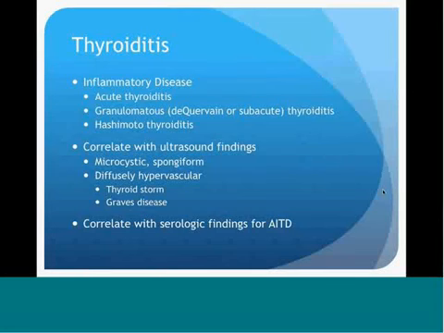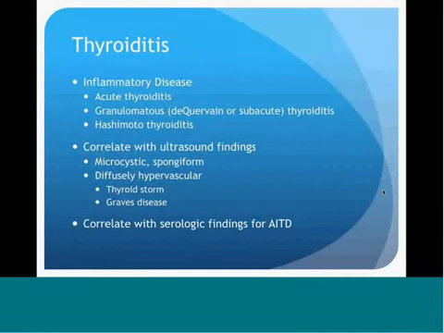Also in the benign category are the thyroiditides, which can be associated with inflammatory or autoimmune issues. You have acute thyroiditis, which is not commonly aspirated. You also have granulomatous thyroiditis or subacute thyroiditis, also not commonly aspirated. And then you also have Hashimoto's thyroiditis, which is an autoimmune thyroiditis, and that actually is very commonly aspirated.